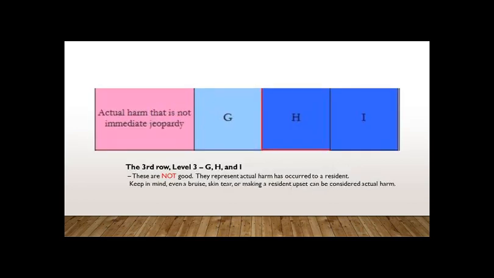Then we go up to the third row. And these are not good. These are actual harm that is not immediate jeopardy. So we're harming the resident in some way, but they're not in immediate danger. So actual harm occurred, could be a bruise, a skin tear, the resident being made upset. That could result in the G, H, and I. We see a lot of wounds as a G tag. Like I said, there have also been dietary tags under Gs. So we'll take a look at that.